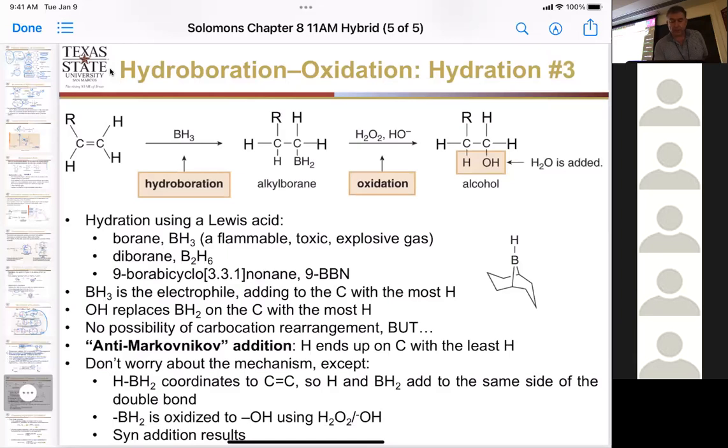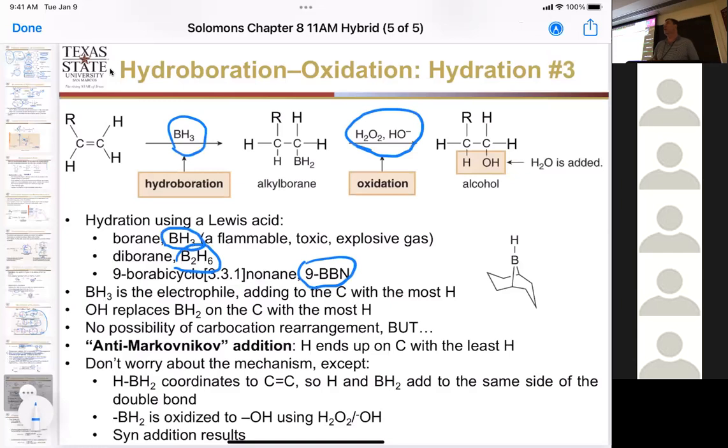We have a bunch of different reagents we can use here, and the three most common are borane, which is BH3. So if you see BH3, think hydroboration. Then there's going to be an oxidation step with peroxide. Or there's diborane, B2H6, or occasionally we'll use 9-BBN. For all of your homework, all three of these are stated in the homework and/or quizzes, so those are the ones you need to remember.